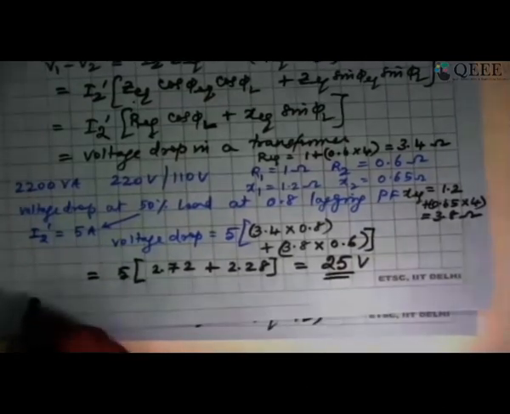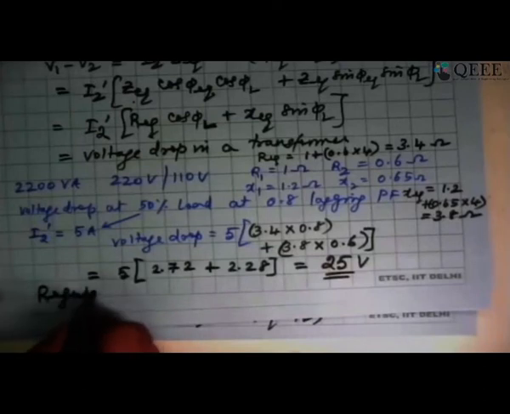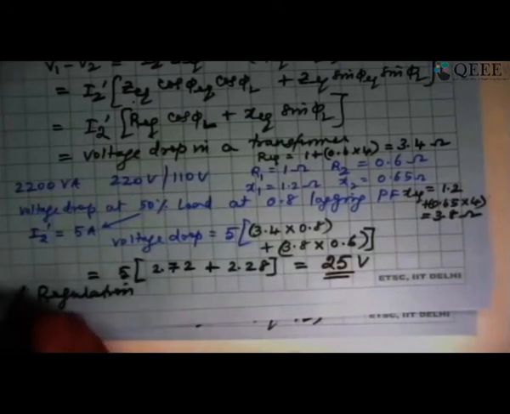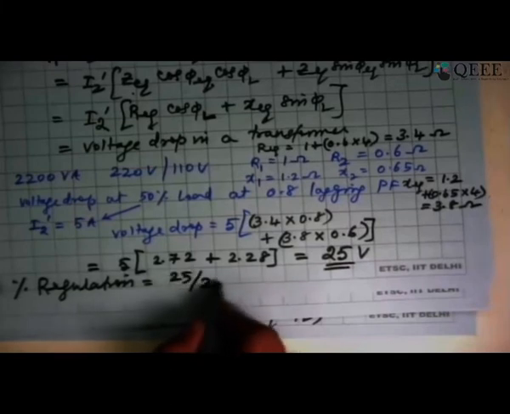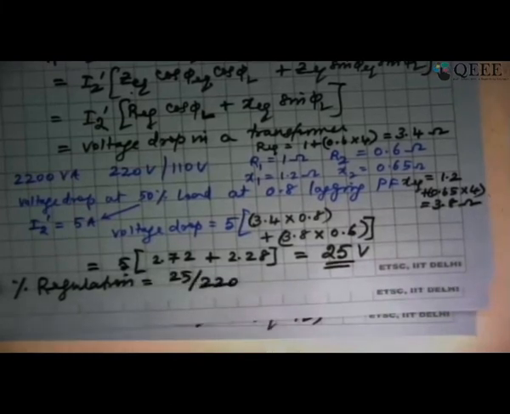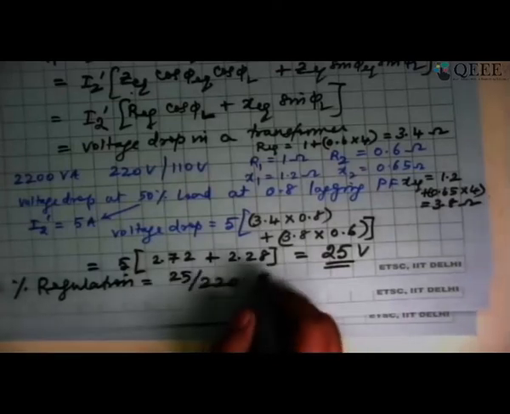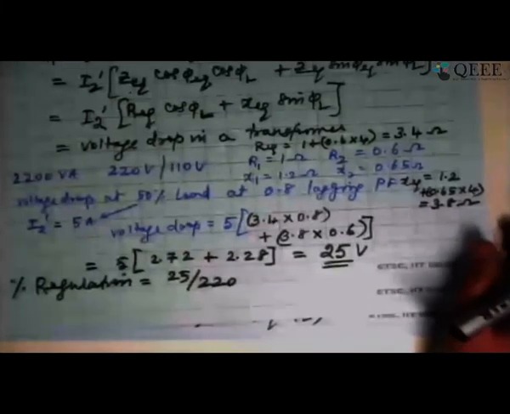So I can say the regulation percentage will be 25 divided by 220, more than 10%, which is definitely not a good transformer index. It is not a good transformer. That's what it says.